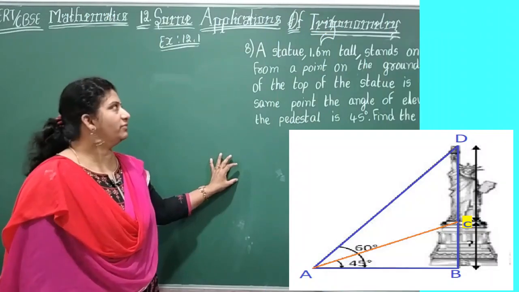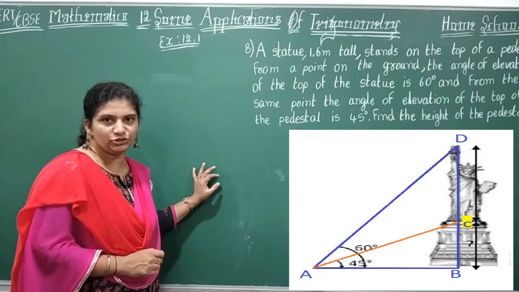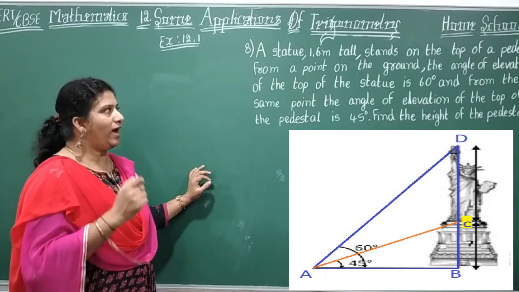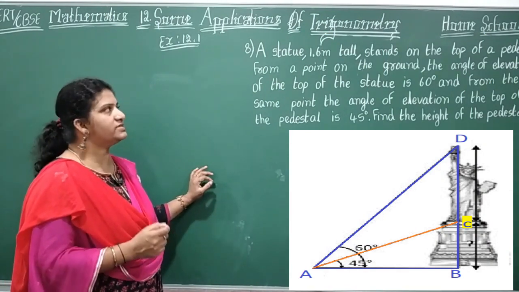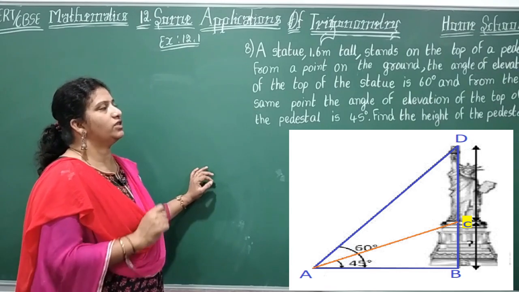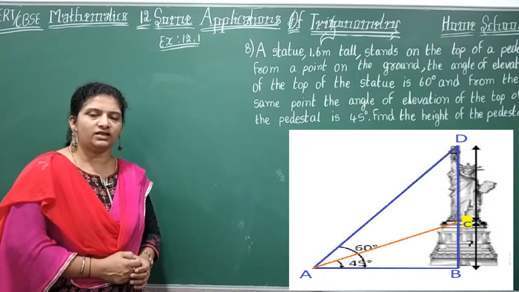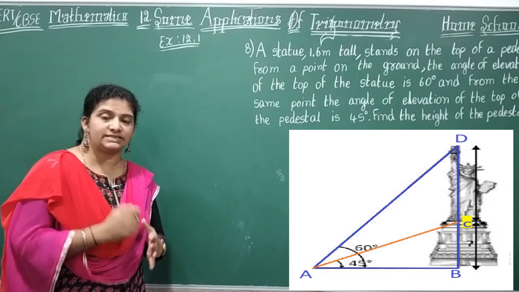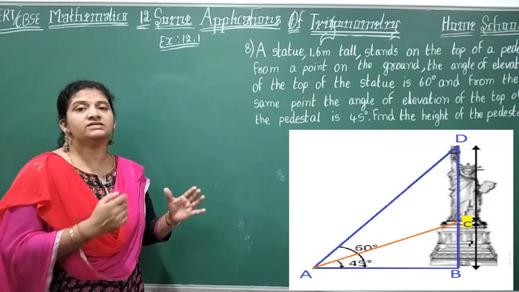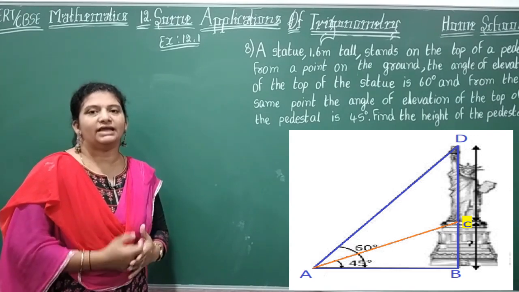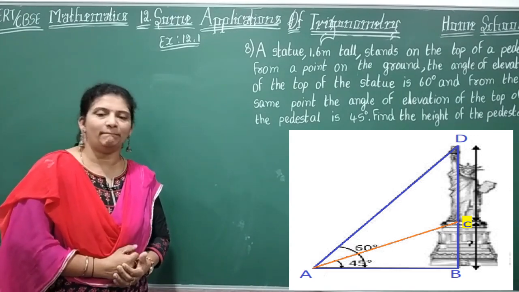The eighth problem here, a statue. Statue, you know everybody. A statue 1.6 meters tall stands on the top of a pedestal. What is pedestal, children? The base or support on which the statue is placed or mounted. That part is called as a pedestal.